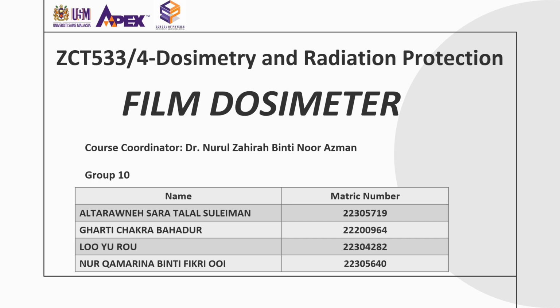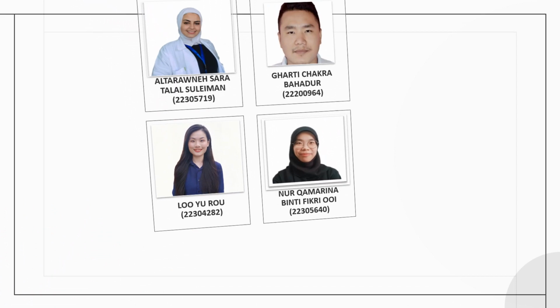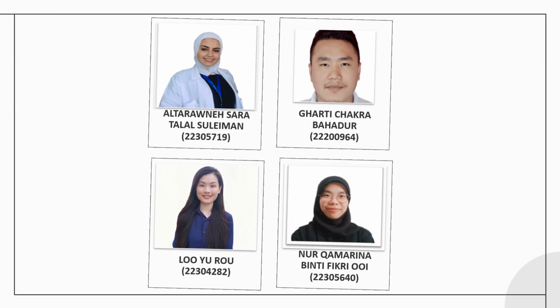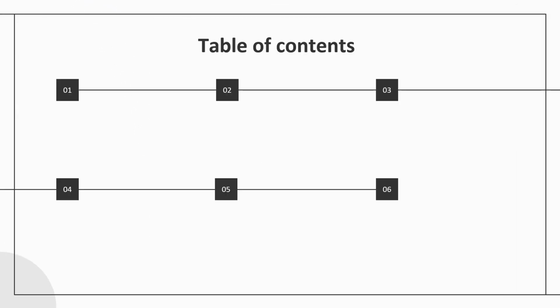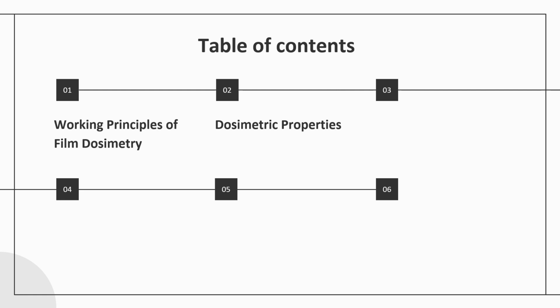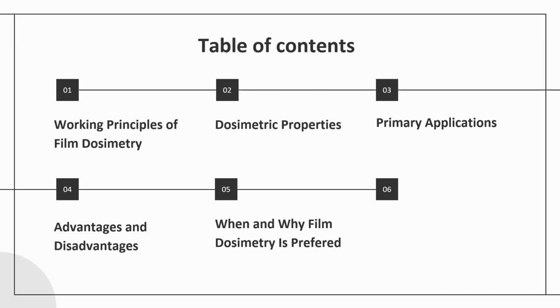Today our group is going to present about the film dosimeter. These are the group members in Group 10. In our presentation, we will talk about the working principles of film dosimetry. After that is dosimetry properties. Later, the primary applications of the film will be discussed. After that, we will talk about the advantages and disadvantages. Next, it is about when and why film dosimetry is preferred. The last part is about the references.